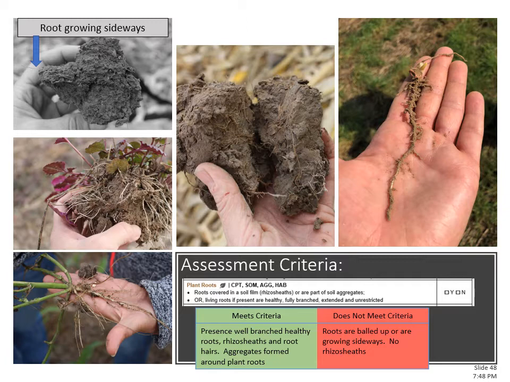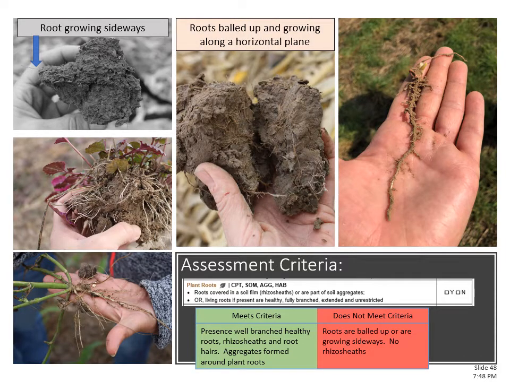Here we have this picture in the middle where we're looking between 2 horizontal planes, and if you notice, all of these plant roots are massing on those planes right there. They're not growing between them. When we open that horizontal plane up, we see those plant roots growing along the walls of those horizontal planes. Those plant roots are balled up, growing along the horizontal plane. This is an example of not meeting assessment criteria.